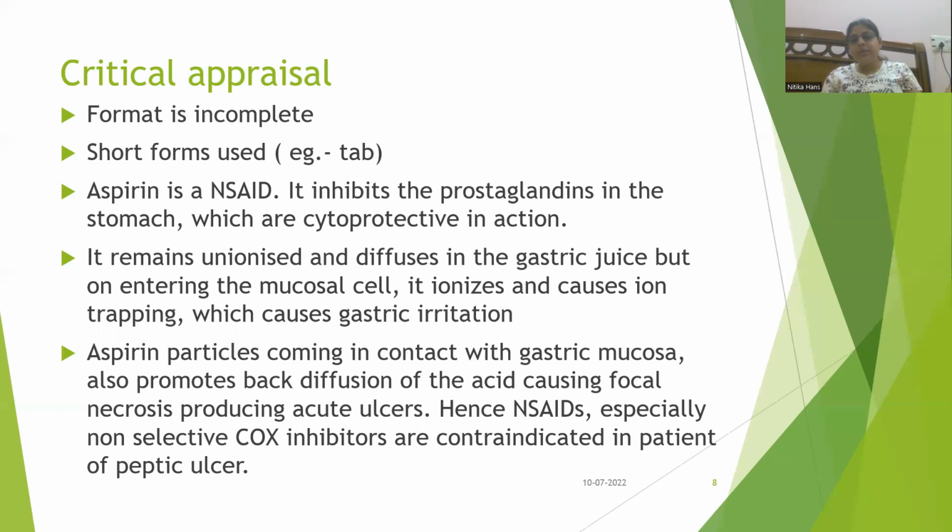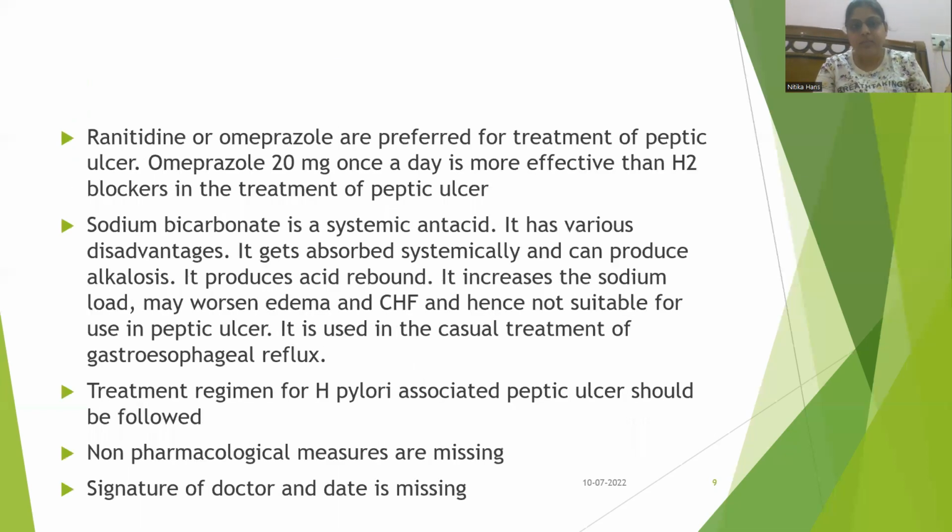Aspirin particles coming in contact with gastric mucosa also promote back diffusion of the acid, causing focal necrosis, producing acute ulcers. Hence, NSAIDs, especially non-selective COX inhibitors, are contraindicated in patients of peptic ulcer. Now, ranitidine or omeprazole are preferred for peptic ulcer.